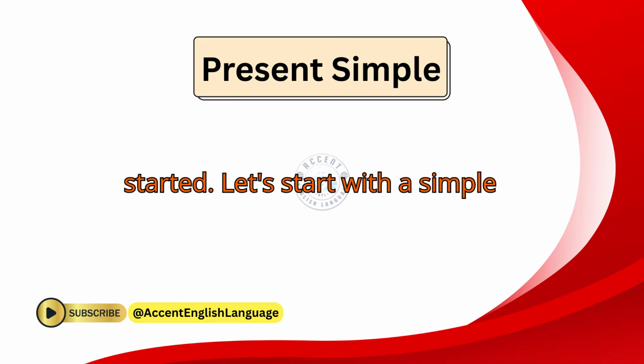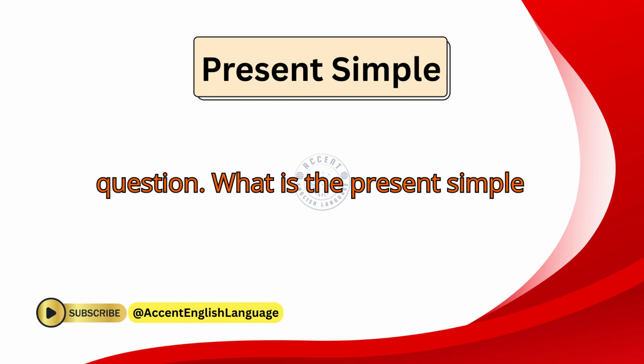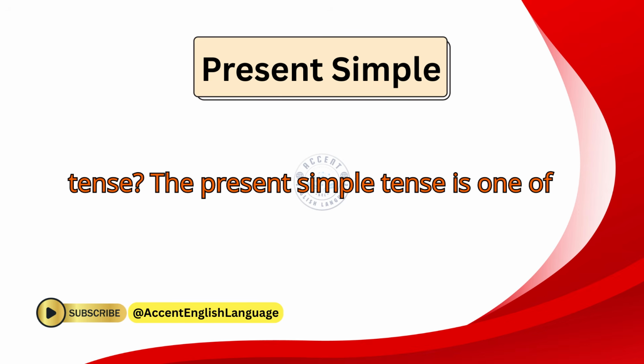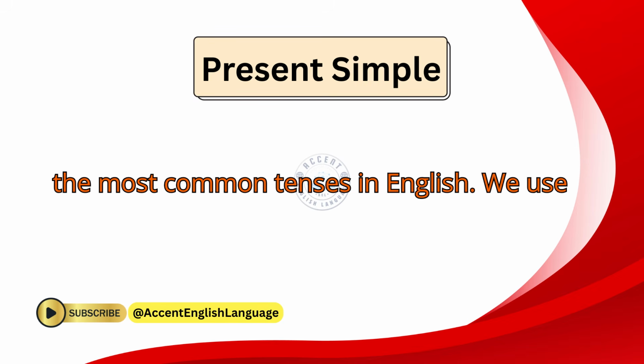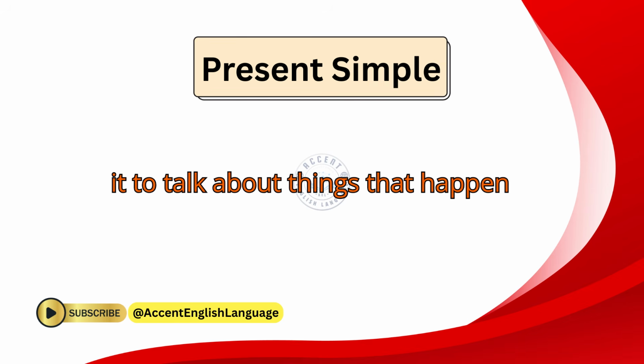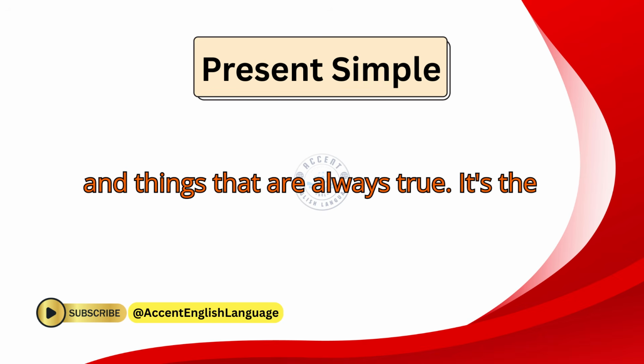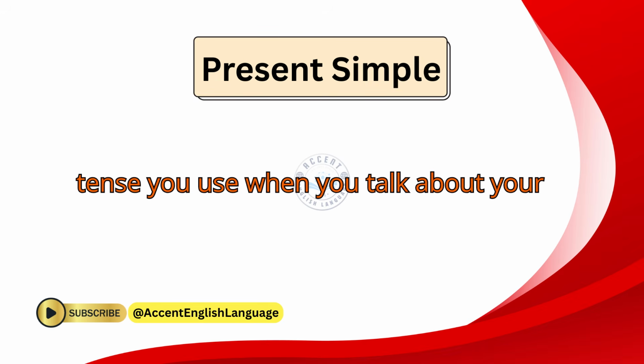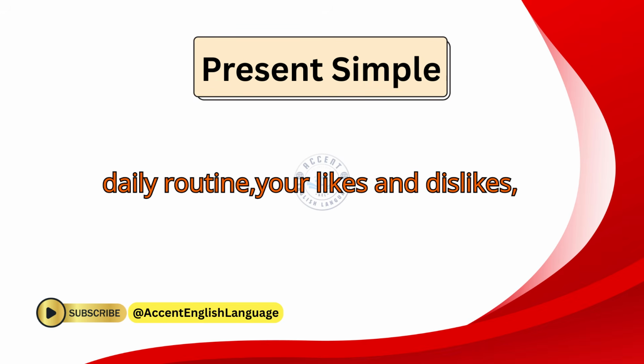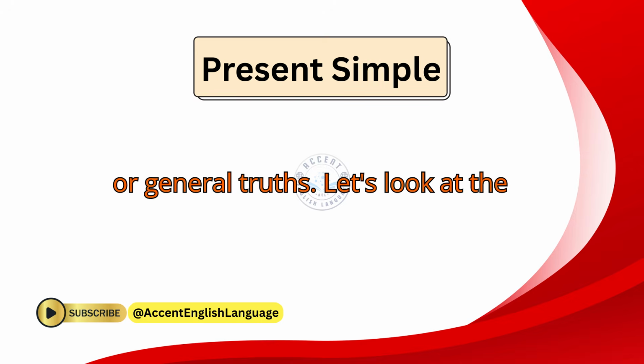Let's start with a simple question. What is the present simple tense? The present simple tense is one of the most common tenses in English. We use it to talk about things that happen regularly, facts, habits, and things that are always true. It's the tense you use when you talk about your daily routine, your likes and dislikes, or general truths.